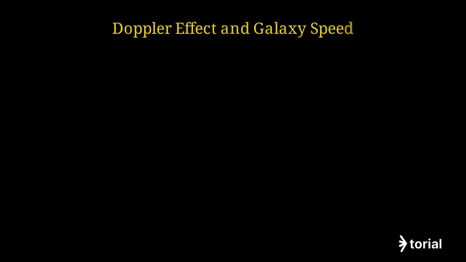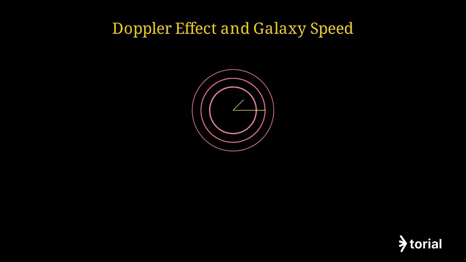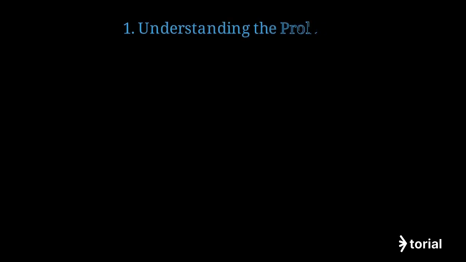Let's solve a problem about finding the speed of a distant galaxy using the Doppler effect. We'll use the redshift of hydrogen light from a distant galaxy to calculate how fast it's moving away from Earth. First, let's understand what information we have and what we need to find.